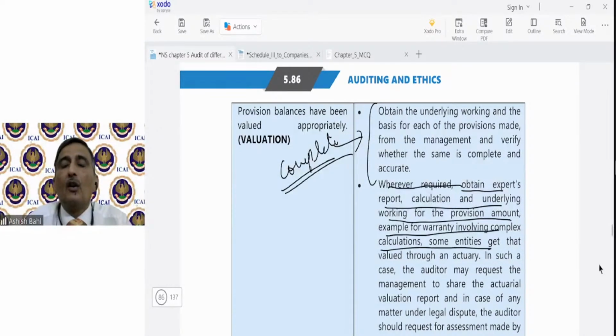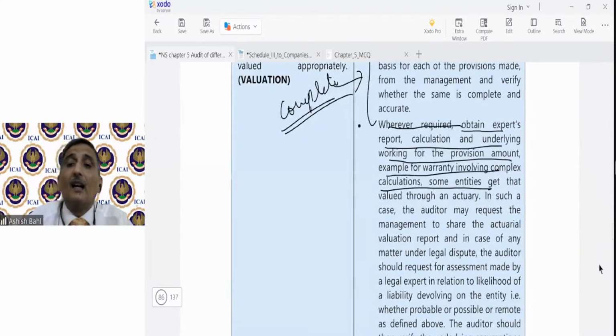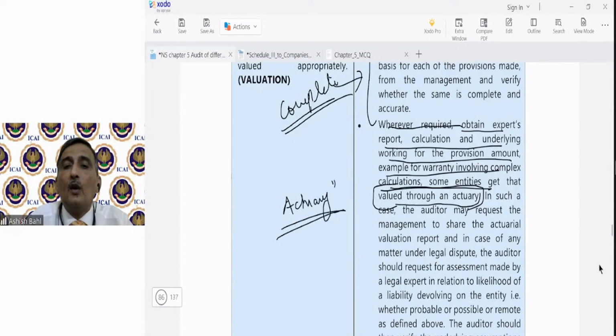Okay. So provisioning may involve complex calculation in certain cases. So then if some opinion of an expert is needed, then it is to be seen what is their opinion. Like in some cases, such calculations can be done through an actuary. Through an actuary. Okay.